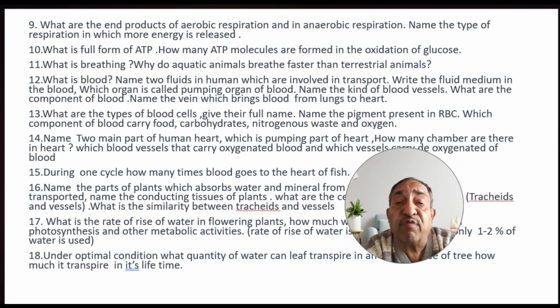What is the full form of ATP? ATP का full form क्या है? How many ATP molecules are formed in the oxidation of glucose? ये ध्यान रखिएगा, बहुत छोटे छोटे क्वेश्चन है। What is breathing? Next, why do aquatic animals breathe faster than the terrestrial animals?